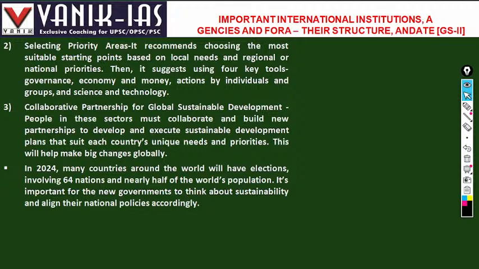So in 2024, many countries around the world will have elections, involving 64 nations and nearly half of the world's population. It's important for the new government to think about sustainability and align their national policy accordingly, because elections at times are a very hectic period. So there is a possibility of violation. How the new government coming to power will focus on achieving the sustainable goals remains the bigger issue.